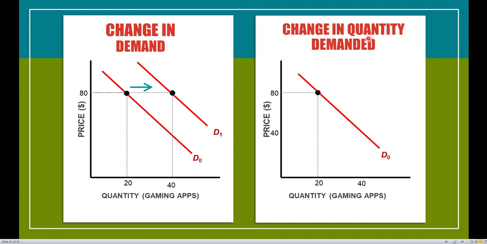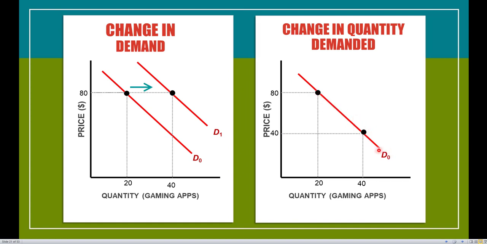On the other hand, with a change in quantity demanded, we start off at the same $80 and the same 20 units of these gaming apps being demanded. However, suppose now that I introduce the shock of saying, what happens if the price of these gaming apps decreases down to $40? When the price of the good changes, we have a movement along the demand curve, and we still end up on the same exact demand curve, D0 in this instance. So we change the price of the good from $80 to $40, and the quantity of these gaming apps increases from 20 units to 40 units.